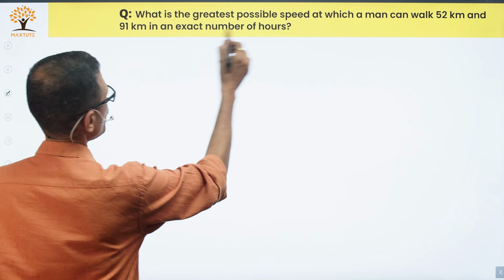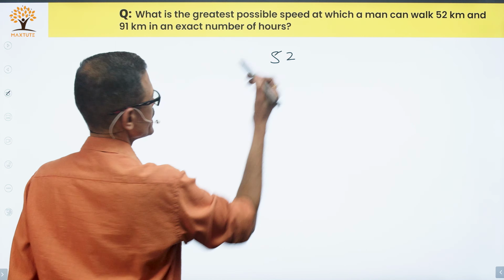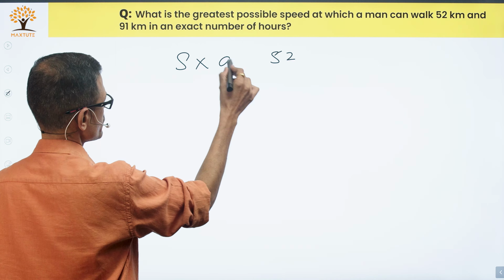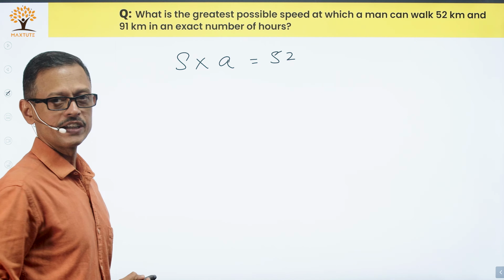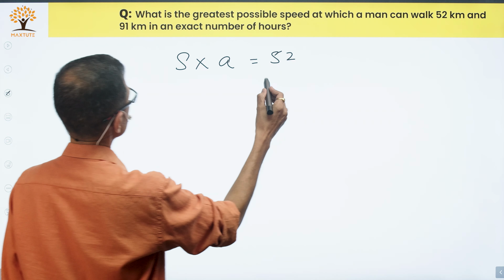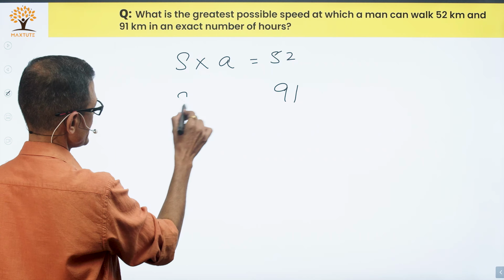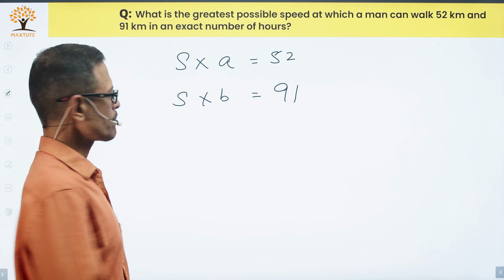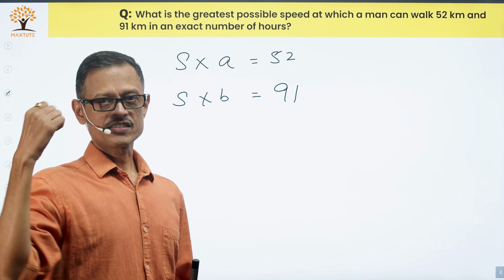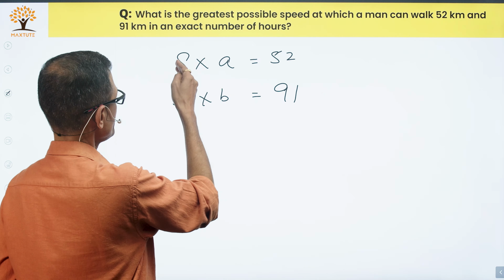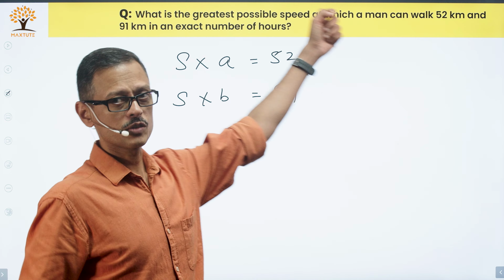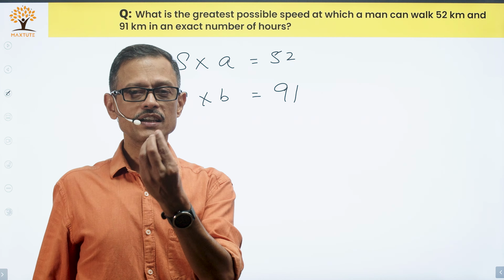So let's say to walk this 52 kilometers, he is taking A hours. So S kilometers per hour into A hours, which is an integer, is equal to 52. To walk this 91, again S kilometers per hour into B is equal to 91. Because A and B are integers, as this question is mandated, obviously S is going to be, essentially we're trying to find out what is the greatest possible speed. We want that speed to be in terms of an integer.